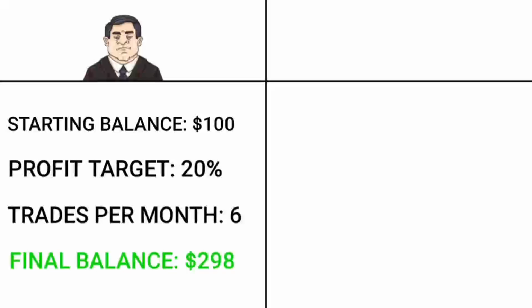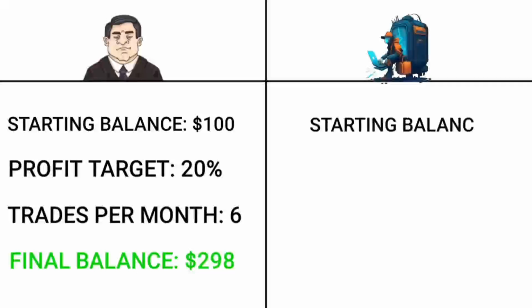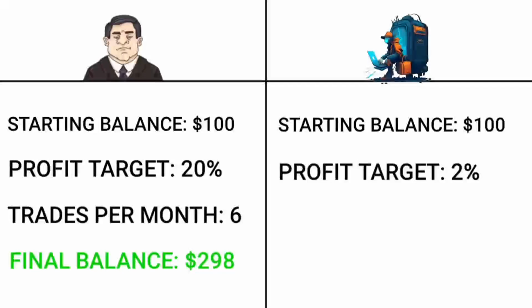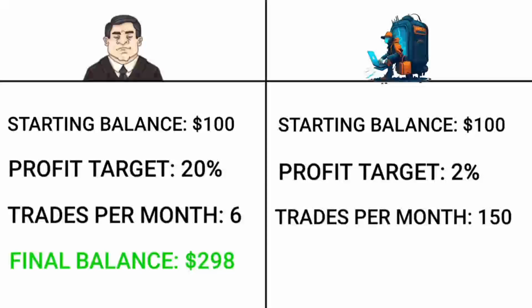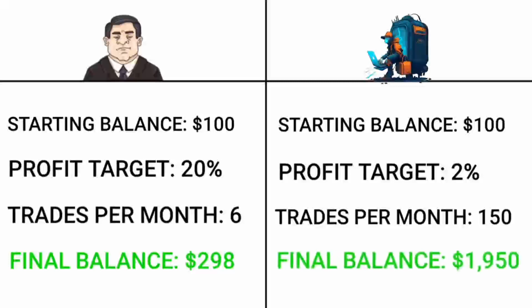Then we have Trader 2. We also give them $100, but we are setting the profit target at 2%. This is not only way less risky, but this trader will be able to complete a lot more trades. So this trader was able to find 150 successful trades per month because the profit target was so much lower and doable. Even though Trader 2's profit ratio was almost 10 times lower, this still made almost $2,000. The key concept I want you to take away from this is you shouldn't be worried about how high your profit percentage is. You should be worried about consistency and the amount of successful trades you can accomplish.